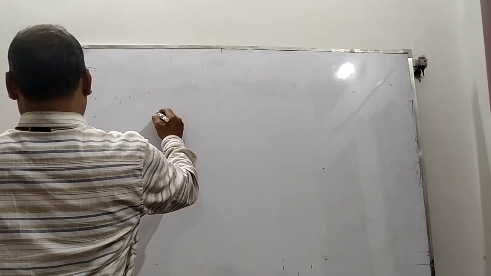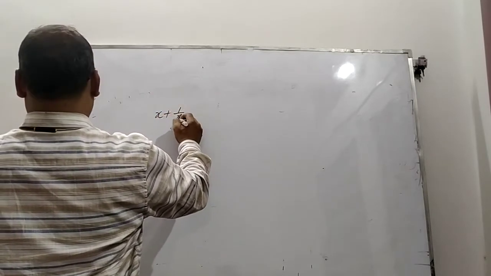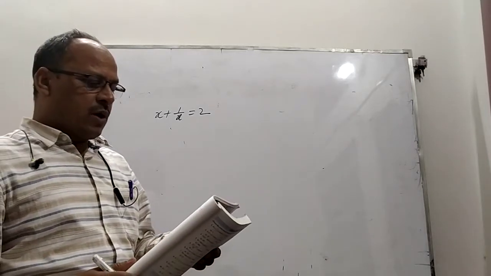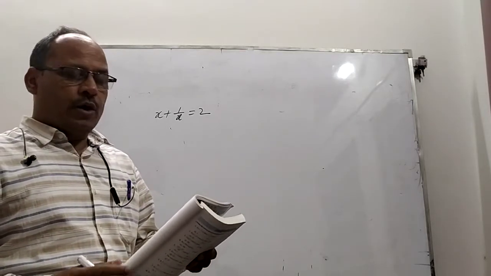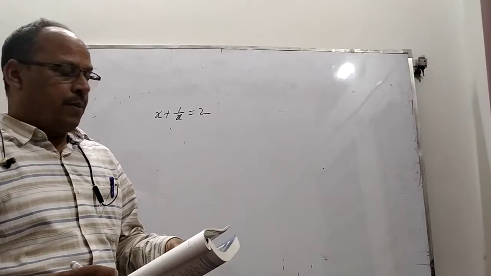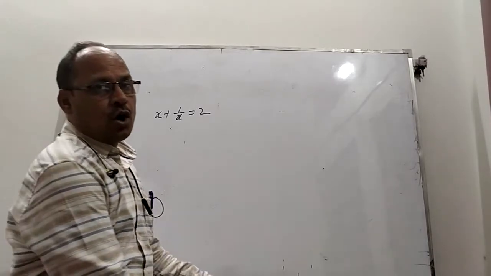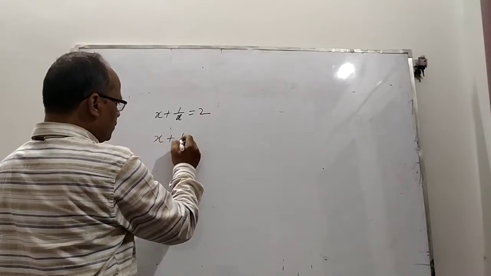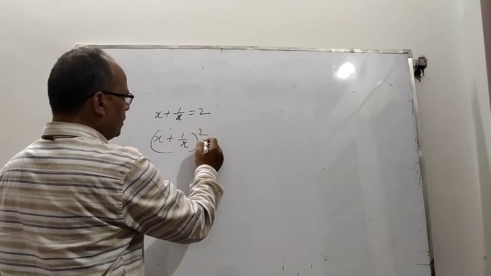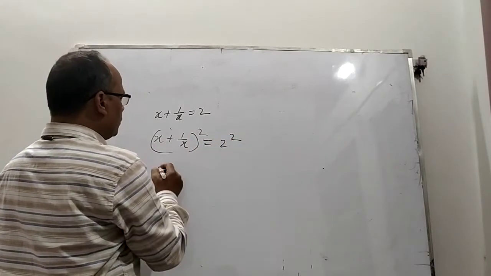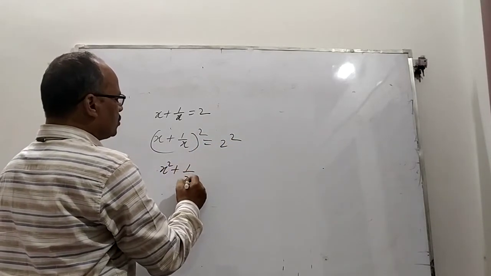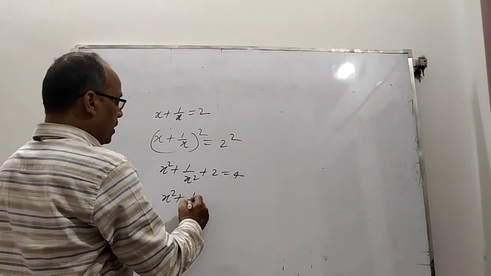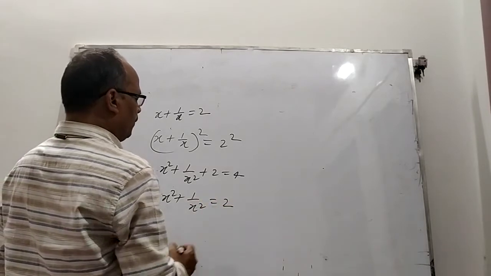x plus 1 upon x equals 2. Then prove that x square plus 1 upon x square, x cube plus 1 upon x cube, and x raised to power 4 plus 1 upon x raised to power 4 are all equal. Hence, first find x plus 1 upon x whole square. So 2 square, x square plus 1 upon x square plus 2 equals 4. So x square plus 1 upon x square equals 2.